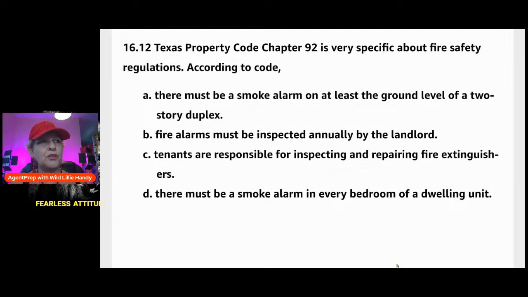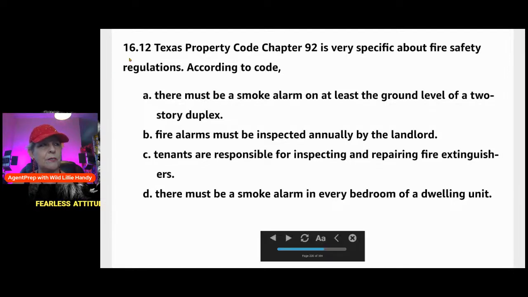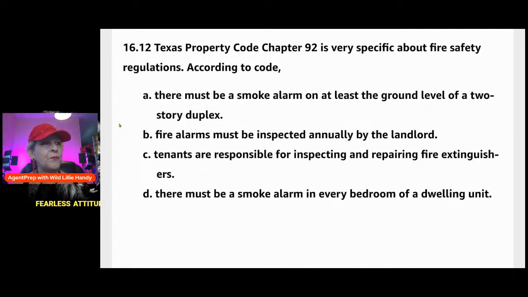Texas Property Code, Chapter 92, is very specific about fire safety regulations. According to code, A, there must be a smoke alarm on at least the ground level of a 2-story duplex. B, fire alarms must be inspected annually by the landlord. C, tenants are responsible for inspecting and repairing fire extinguishers. Or D, there must be a smoke alarm in every bedroom of a dwelling unit. So Property Code 92, very specific about fire safety regulations.